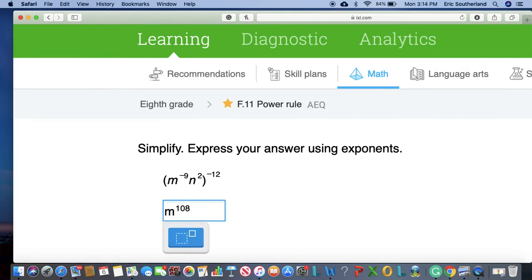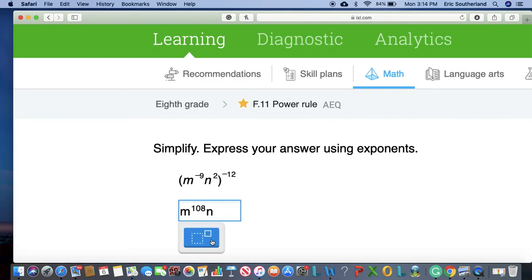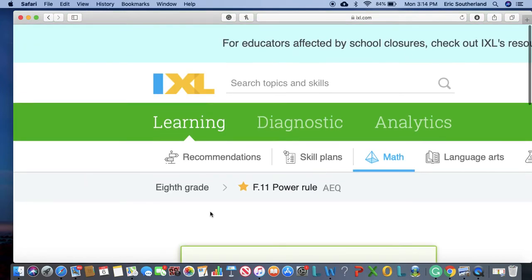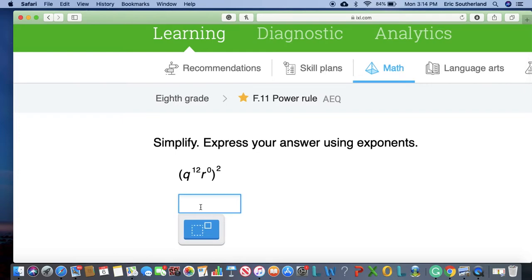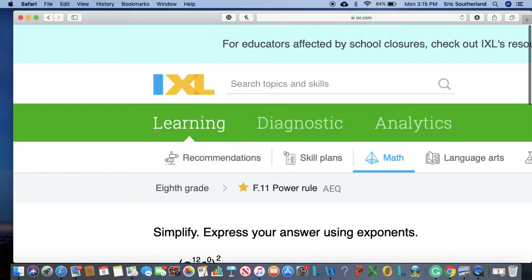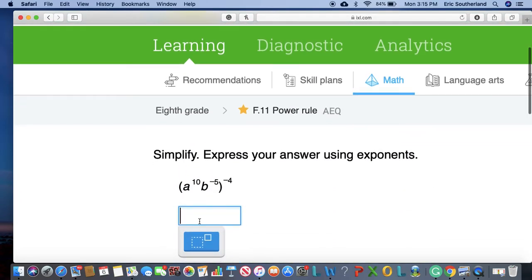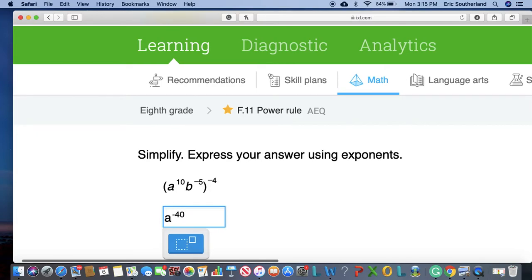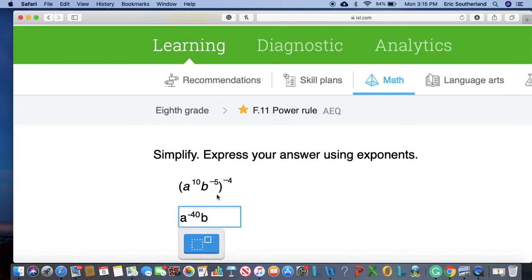Click beside it. N is the base. 2 times negative 12 is negative 24. Q is the base. 2 times 12 is 24. R is the base. 2 times 0 is 0. A is the base. 10 times negative 4 is negative 40. B is the base. Negative 5 times negative 4 is positive 20.